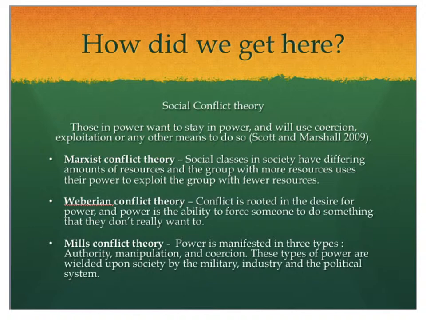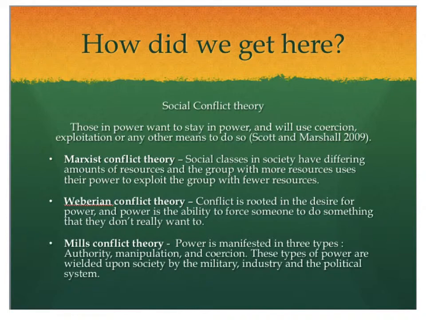So, how did we get here? Social conflict theory. In social science, power is the ability to influence the behavior of people. Those in power want to stay in power and will use coercion, exploitation, or any other means to do so. Marxist conflict theory: social classes in society have differing amounts of resources, and the group with more resources uses their power to exploit the group with fewer resources. Weberian conflict theory: conflict is rooted in a desire for power, and power is the ability to force someone to do something that they really don't want to do.